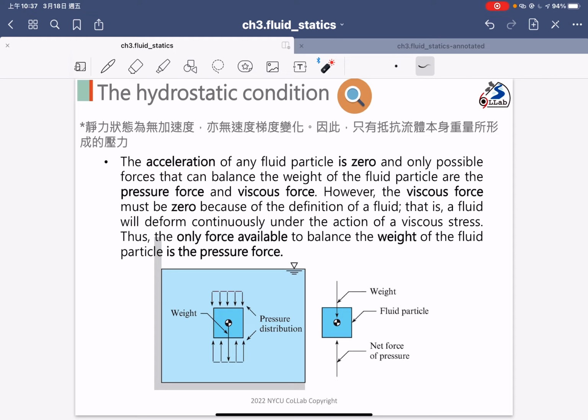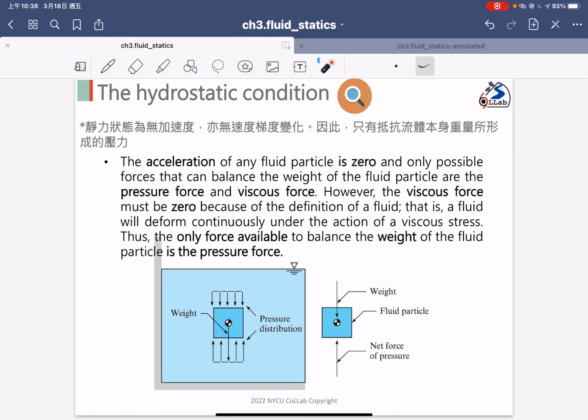Okay, if some fluid starts to flow with a constant velocity, there is no acceleration. No acceleration indicates no velocity gradient. I would like to emphasize that. And then second, because we don't have a velocity gradient, there is no viscosity force.